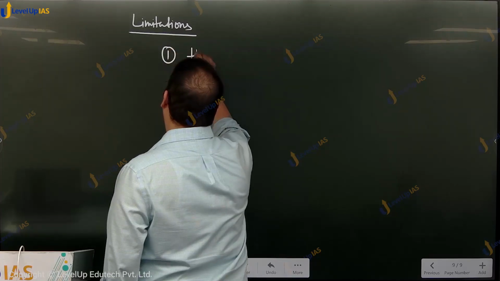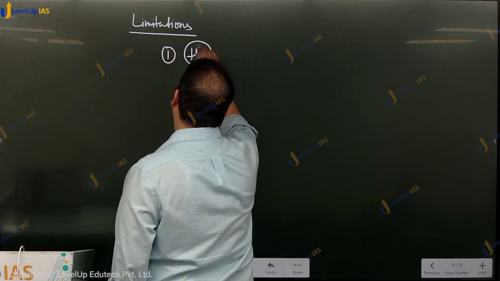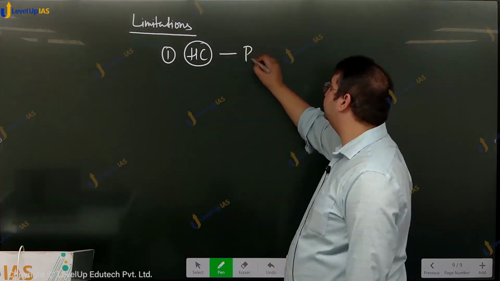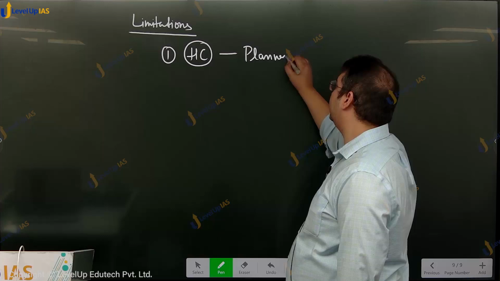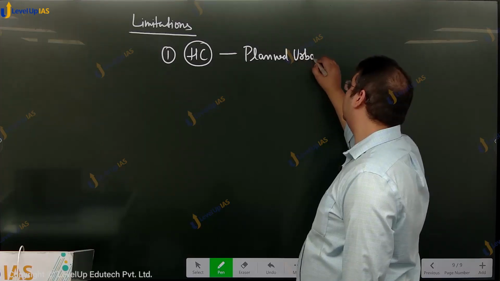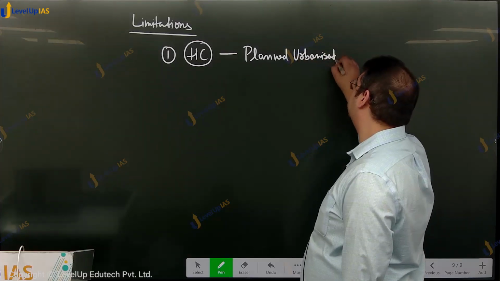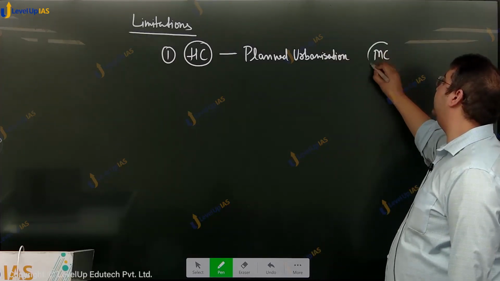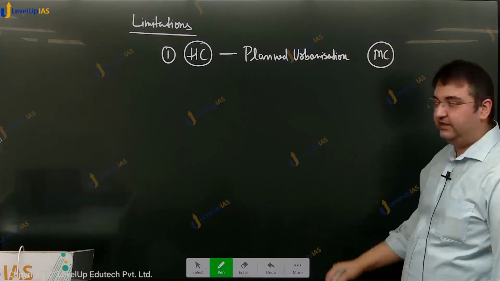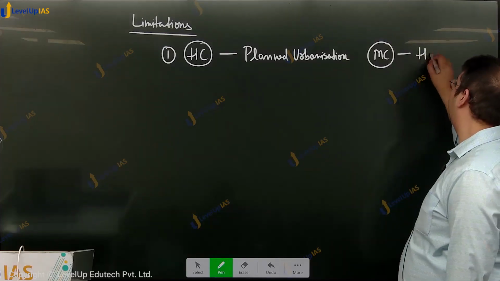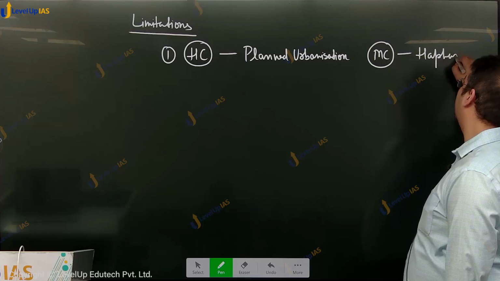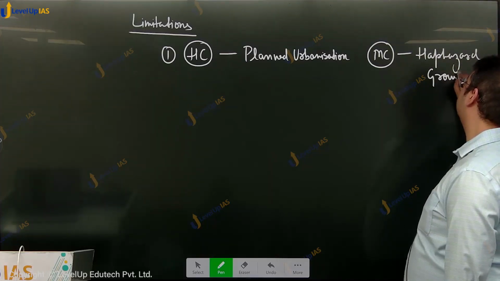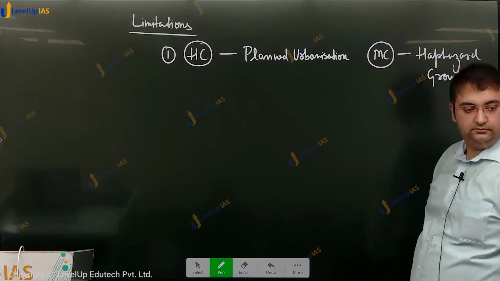In the Harappan civilization, what do we find? Planned or unplanned cities? Planned cities. But in the Mesopotamian civilization, what do we find? Unplanned urbanization or haphazard growth. Okay?